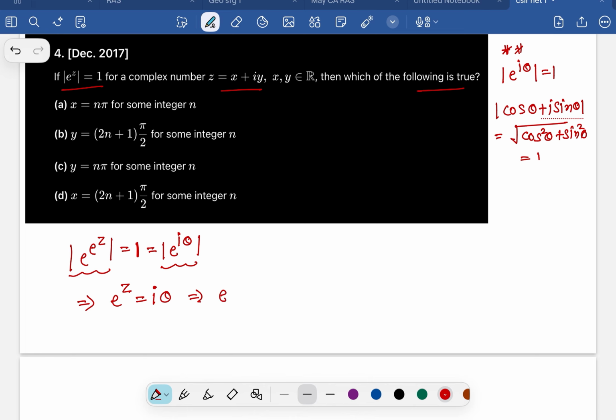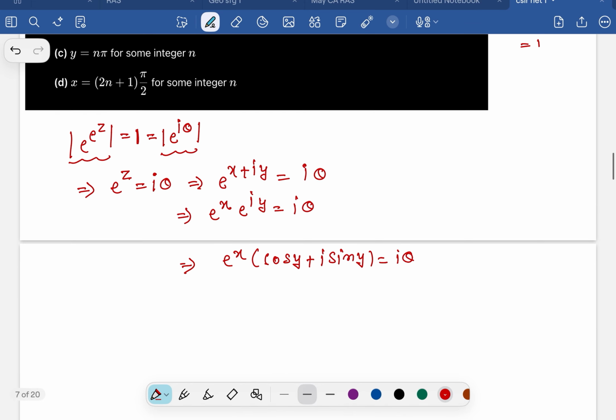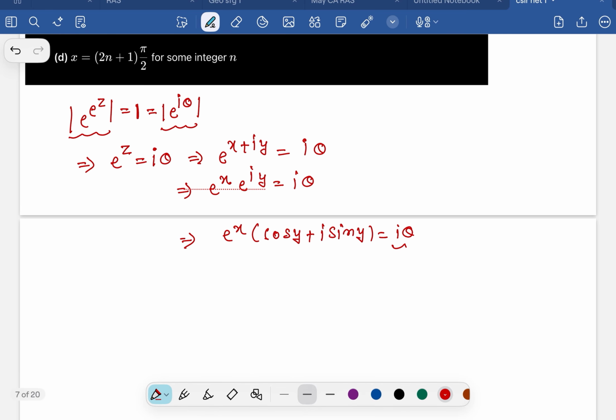It implies if I let z to be x plus iy, then e to the power x plus iy is equal to e to the power i theta. So far we have learned this. Further we can break it a little more. e to the power x into e to the power iy, which implies e to the power x into (cos y plus i sin y) is equal to cos theta plus i sin theta. Understood? Now the right hand side, this is an imaginary value, so it means the real part has to be zero, because real is equated to real.